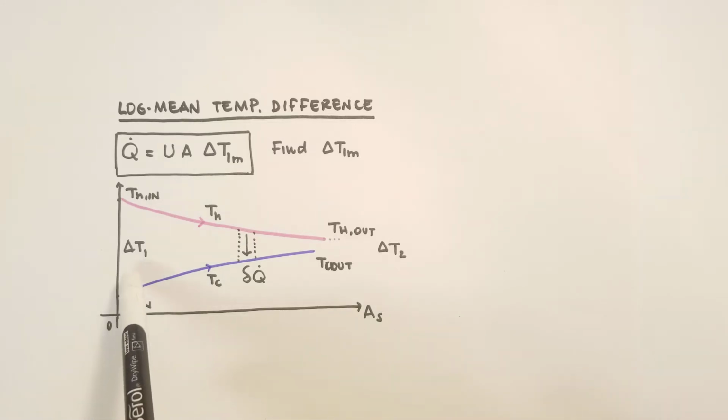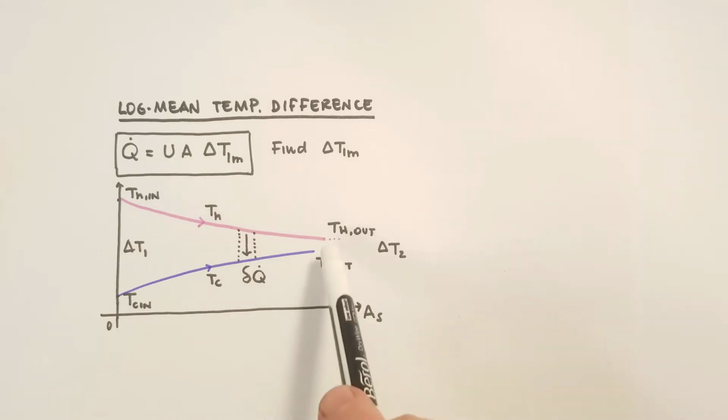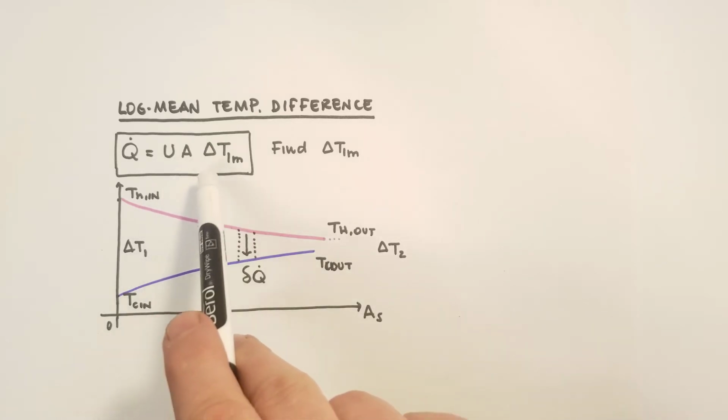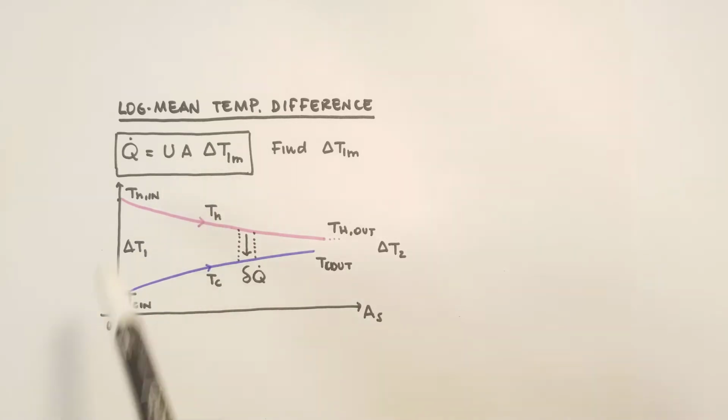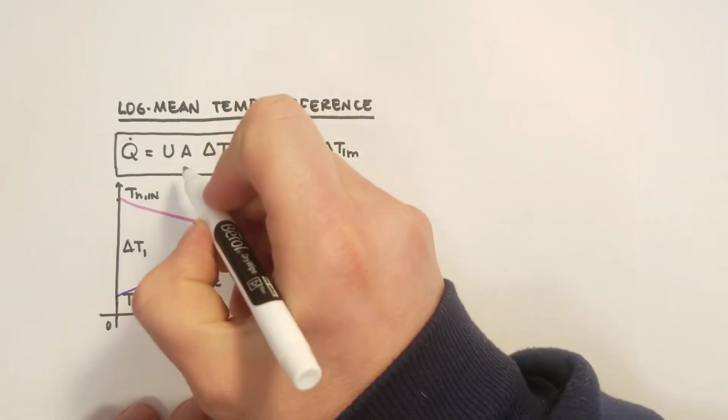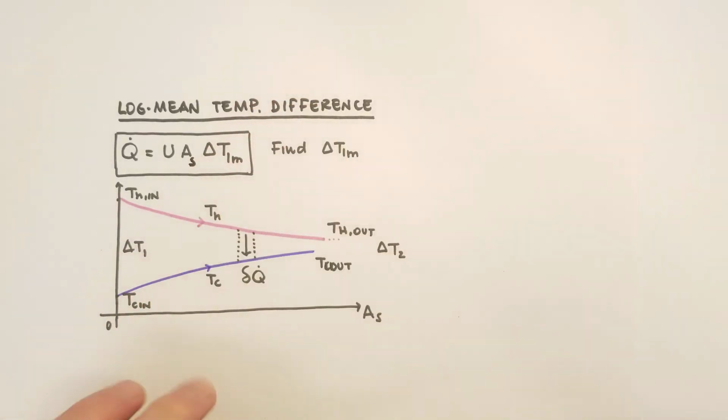We also call delta T1 the temperature difference between the fluids at the inlet, and delta T2 the temperature difference at the exit. Q, the heat exchange between the two fluids, is equal to U times A_s times delta T_LM, where U is the overall heat transfer coefficient, A_s is the surface area of the heat exchanger, and delta T_LM is the log mean temperature difference that we need to find.